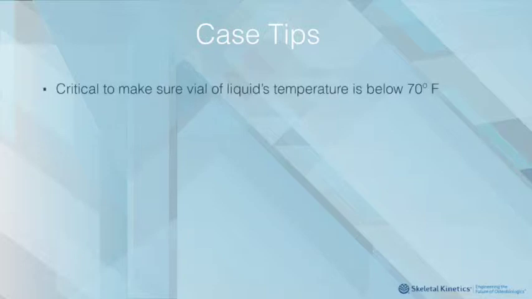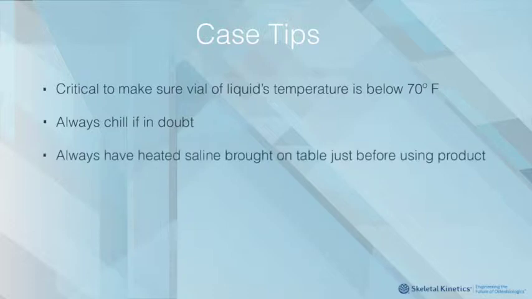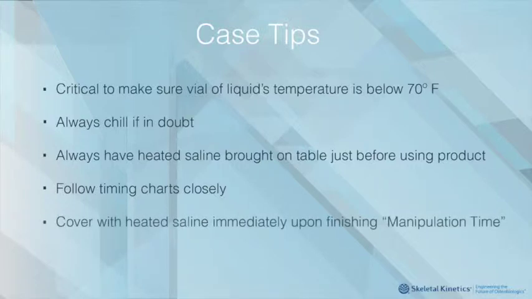It is critical to make sure the vial of liquid's temperature is below 70 degrees Fahrenheit before using. If you're in doubt, always chill the box of product in a nearby refrigerator or freezer. Always have heated saline brought on the table just before using the product. Follow timing charts closely. They're there to aid in your success with the product. Cover with heated saline immediately upon finishing manipulation time. This is critical for the product to set properly. It needs to set at 90 degrees or above.